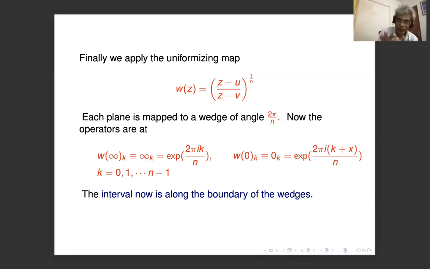Though it looks complicated, the final picture is actually simple. I will show you the final picture. Each plane is mapped to a wedge of angle 2 pi by n because of this 1 by n. It's like a square root map that you learn in complex analysis, which basically makes the plane into half. Here, the 1 by n map makes it into 2 pi by n. And then the operators which were at zero and infinity are mapped to phases. For instance, the infinity place is at e to the power 2 pi k by n, and the zero is at this point. The intervals are on the boundary.